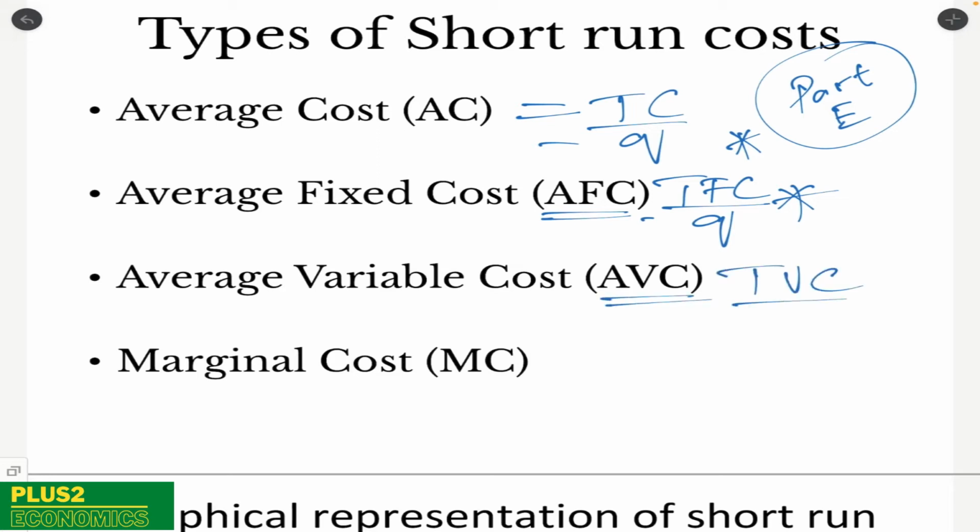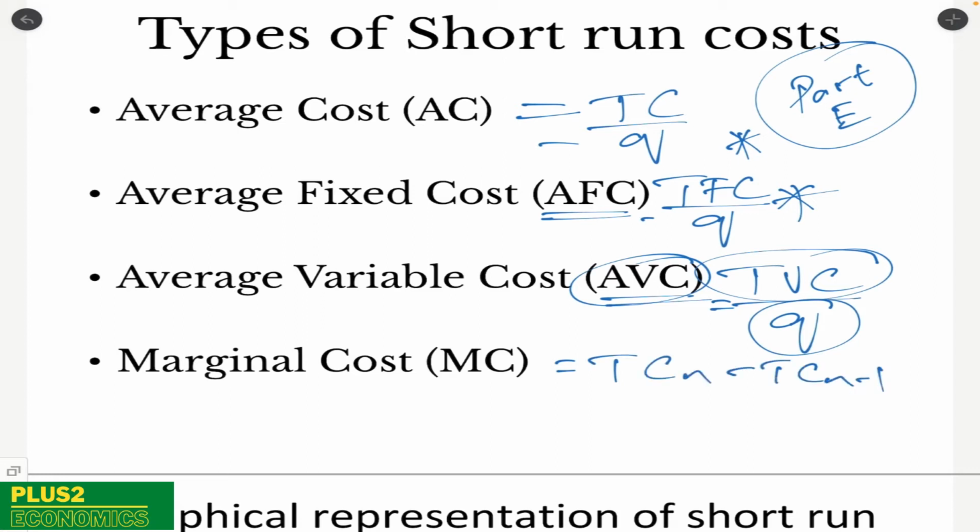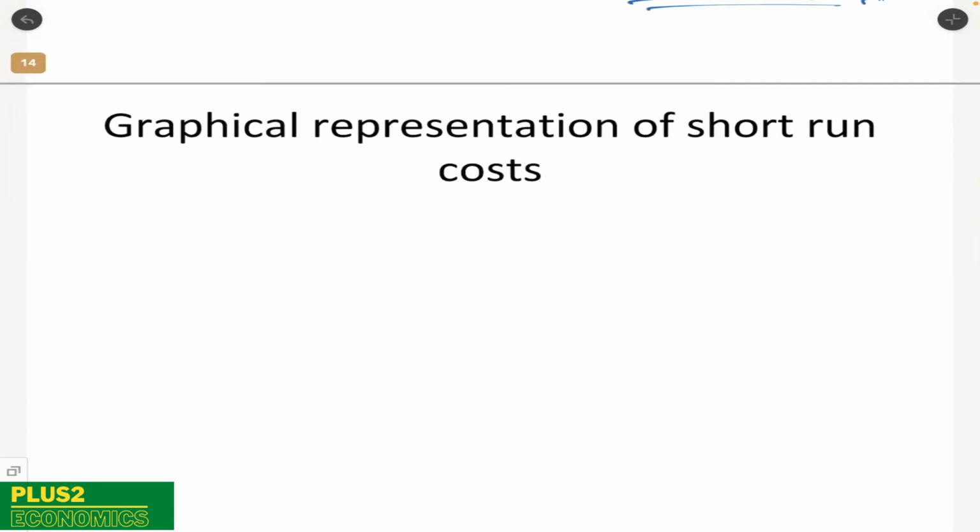What's the formula for AVC? It is total variable cost divided by the total output. So average variable cost is equal to total variable cost divided by Q. And what's the formula for MC? Again, we have already discussed this, TCn minus TCn minus 1. So this is the formula for marginal cost. So the 4 formulas that we have discussed here should also be remembered. Now let's go to the last part of this video.